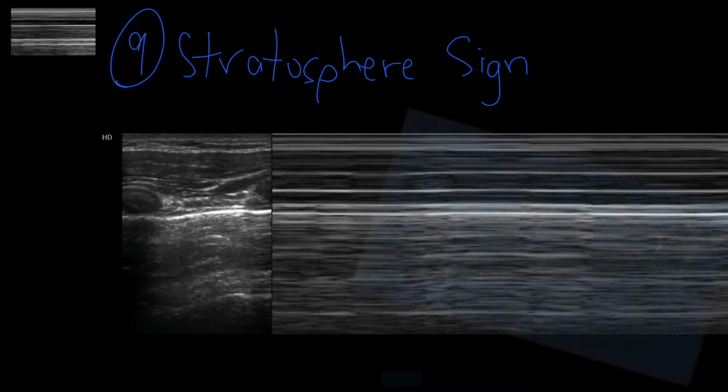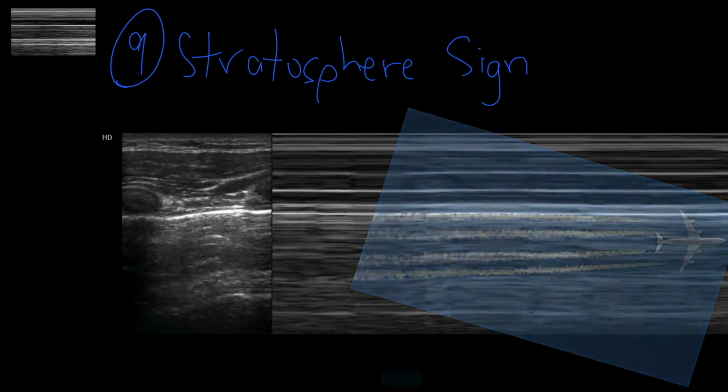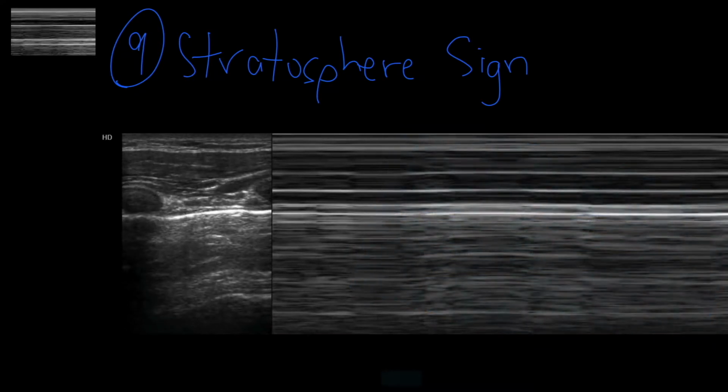They look exactly the same. And this is what Lichtenstein refers to as the stratosphere sign, almost like the smoke jets coming from a jet plane in the stratosphere, or what others have identified as a barcode, or straight lines all the way across. So the key to identifying this sign is when everything above the pleural line and below the pleural line are identical. That's the stratosphere sign, and it equals lack of lung sliding.